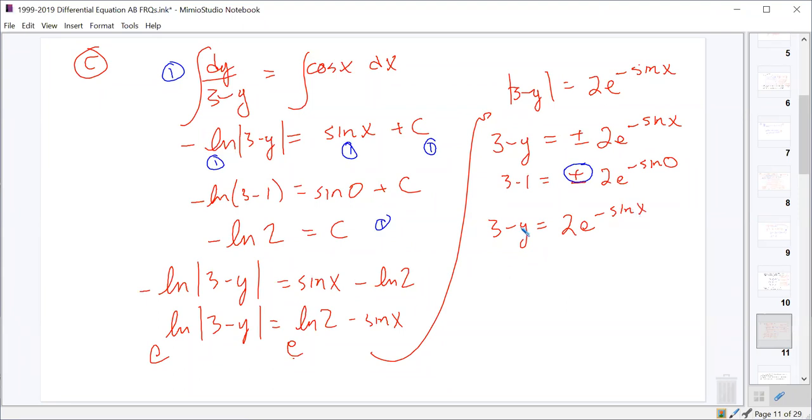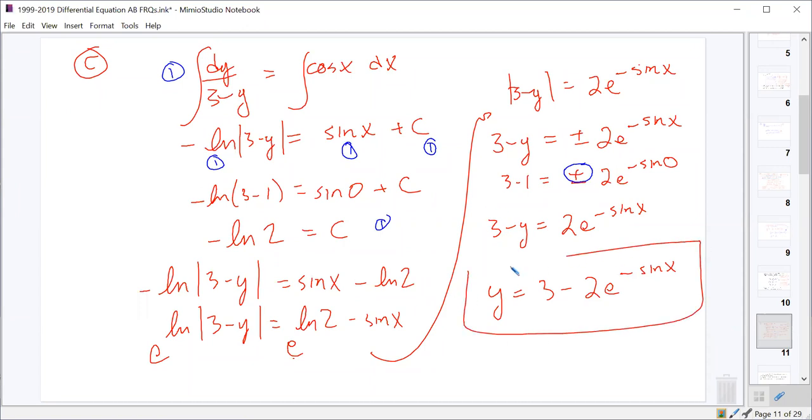And from there, you add the y and subtract the other. Y equals 3 minus 2e to the negative sine x, or you can subtract the 3 and then divide by the negative 1. And that's your final answer. And that's your 6th point for part C. Any questions on that?